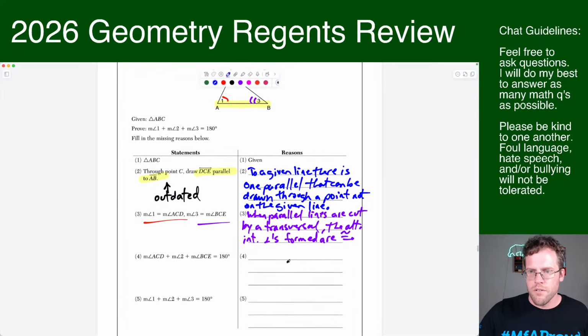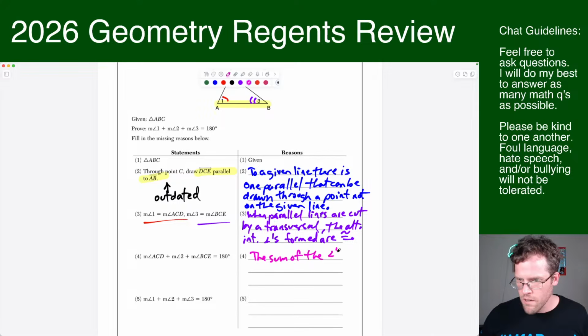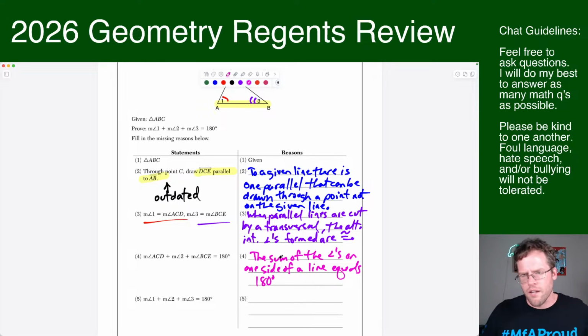Okay, so I'm just going to write out: the sum of the angles on one side of a line equals 180 degrees. Which is just reviewing key ideas. The sum of the angles on one side of a line equals 180 degrees.